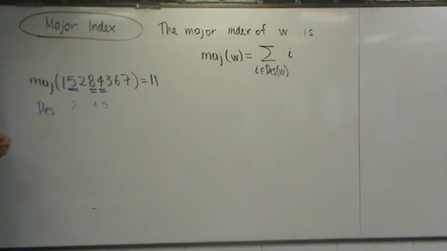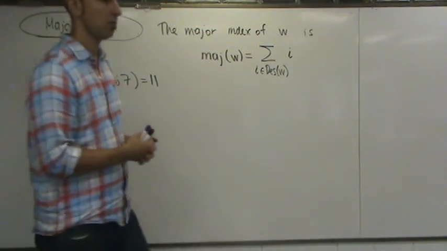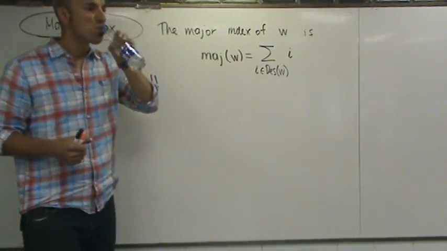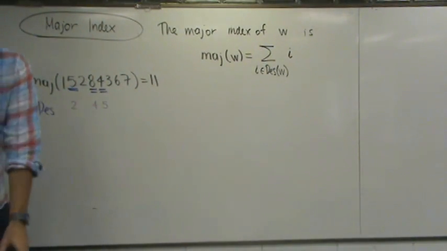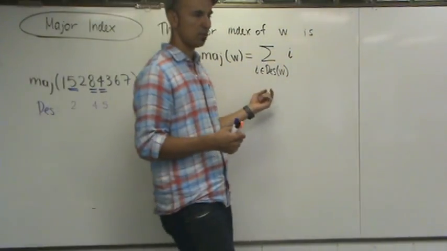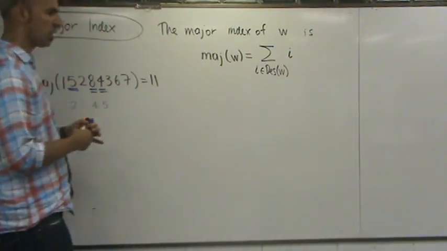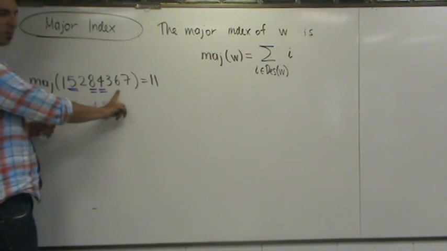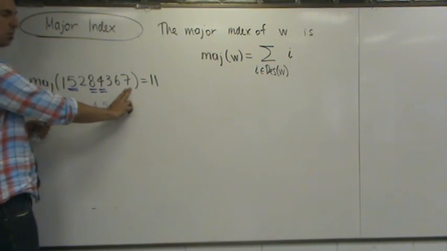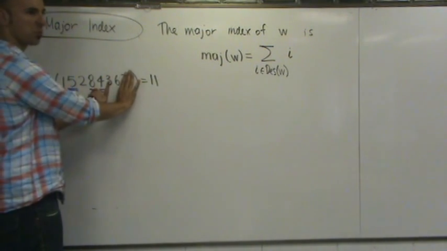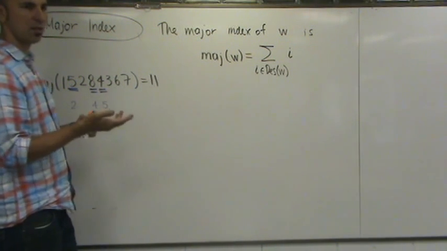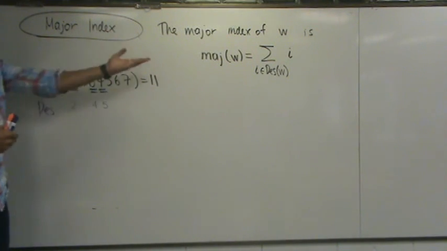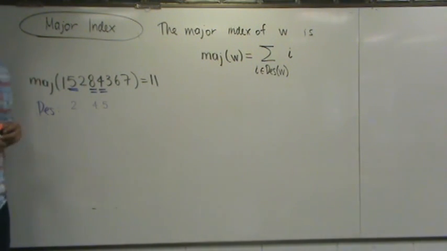How big can the major index be? What's the biggest that the major index could be? The sum of i over the descents. So this would be the biggest if everybody is a descent. And that's 1 plus 2 plus 3 plus up to n minus 1, right? Because the last guy is never a descent. And so you get the numbers from 1 up to n minus 1. So it's n minus 1 times n over 2, or n choose 2. Okay? So this major index goes between 0 and n choose 2.